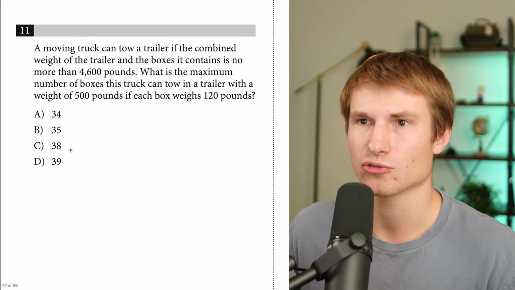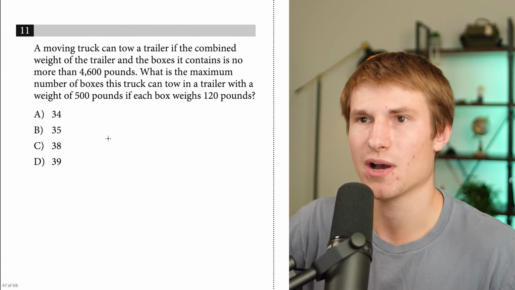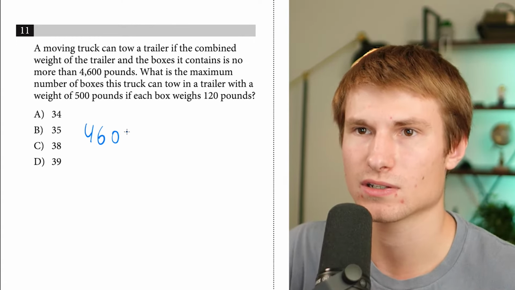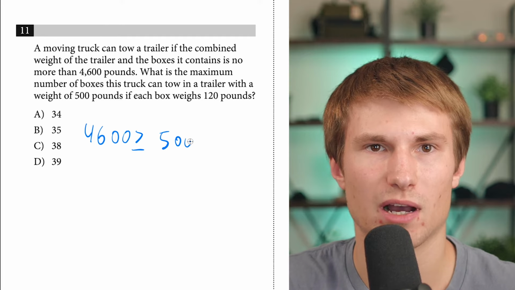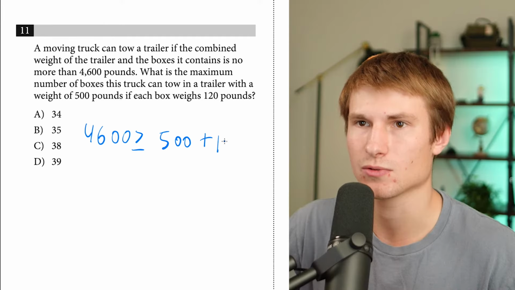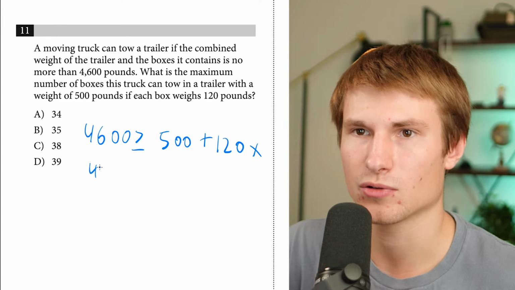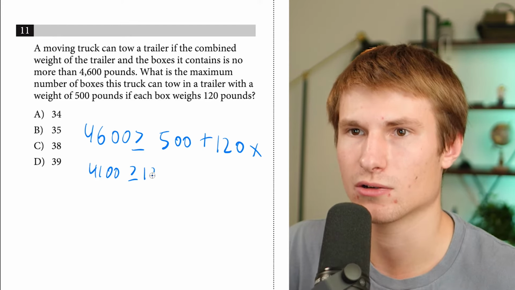A moving truck can tow a trailer if the combined weight of the trailer and the boxes is no more than 4,600. So 4,600 is our maximum. What is the maximum number of boxes this truck can tow in a trailer with a weight of 500 pounds if each box is 120 pounds? We'll just call boxes X since we have no other variables here. Subtract 500 from both sides. We'll get 4,100 must be greater than or equal to 120X.